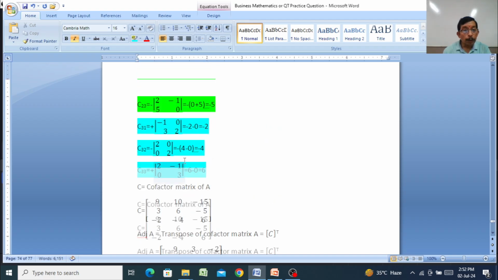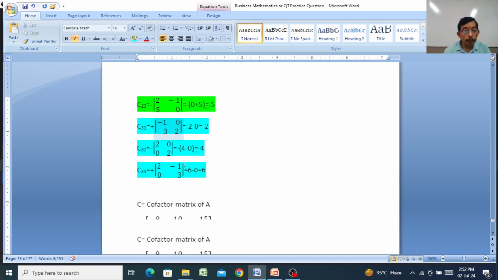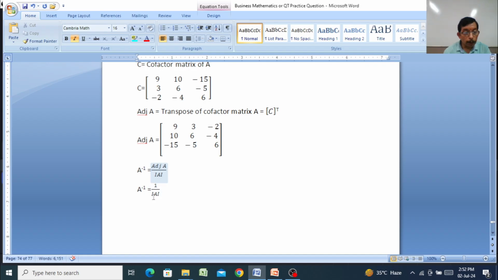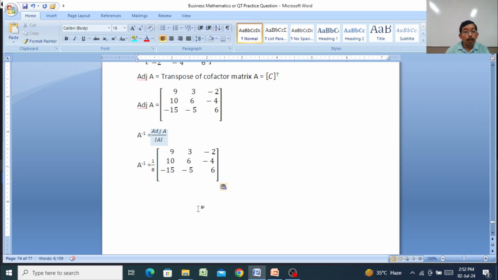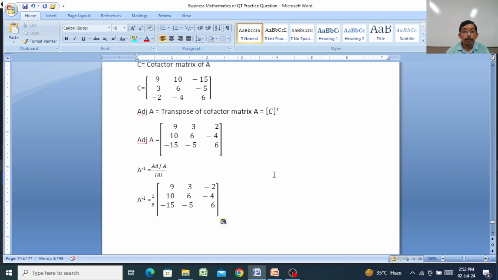Determinant of A is equal to 8. Note down 8. Now note down the value of adjoint A. This is the value of A inverse.